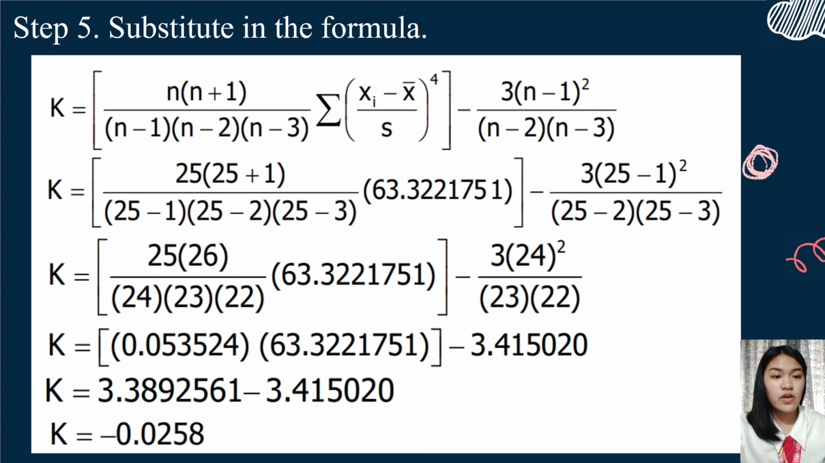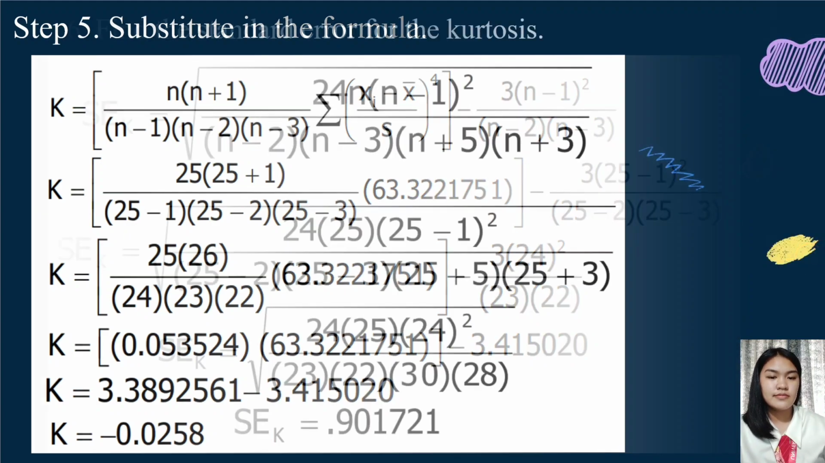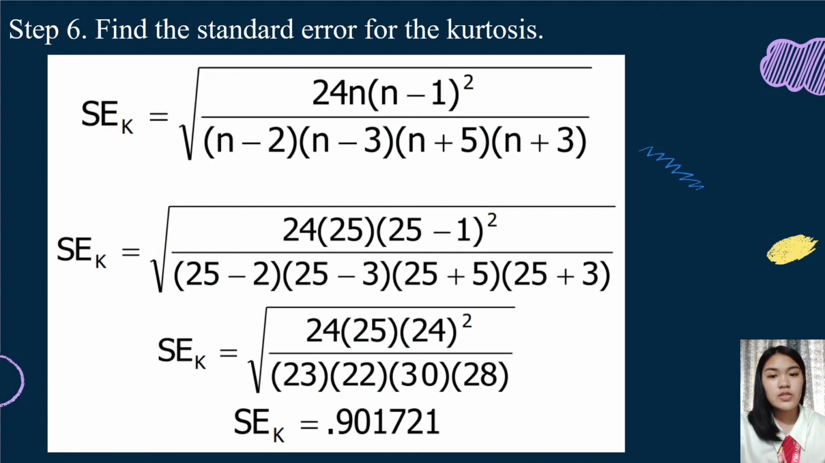So let us just follow the formula. We will have a value of 3.3892561 minus 3.415020. So our kurtosis will be equal to negative 0.0258. And now we will proceed to step 6.